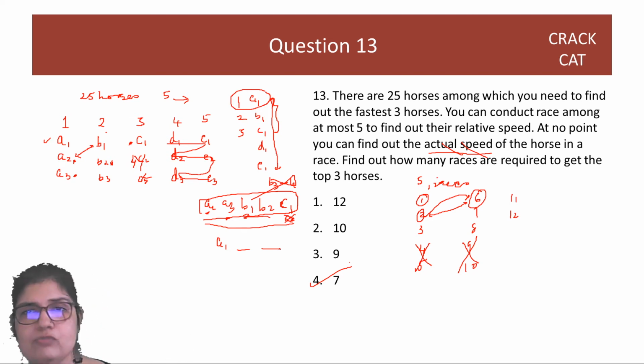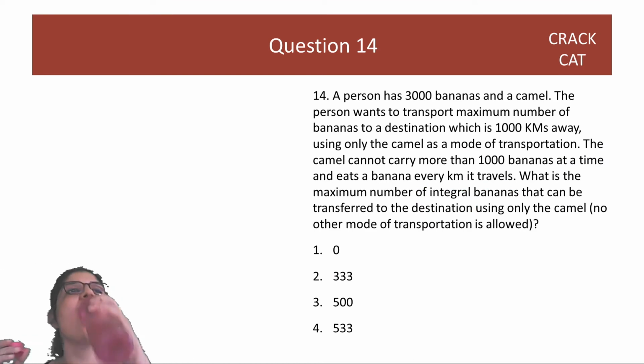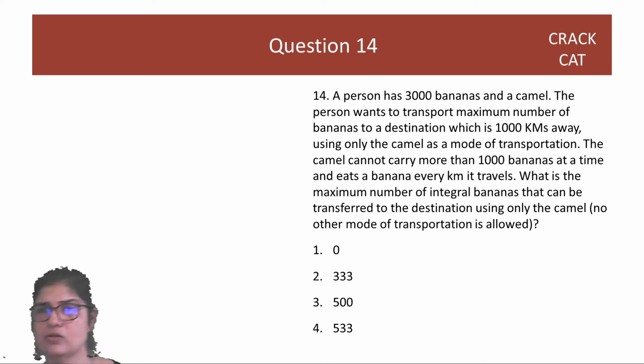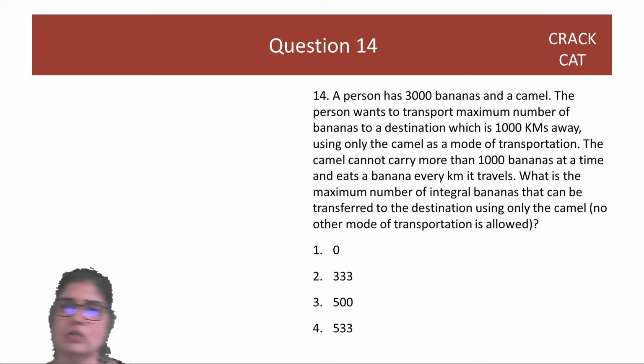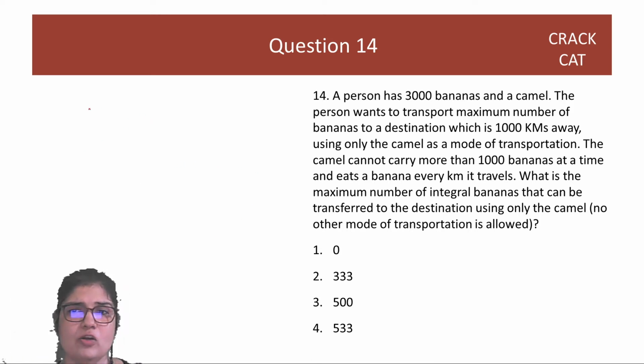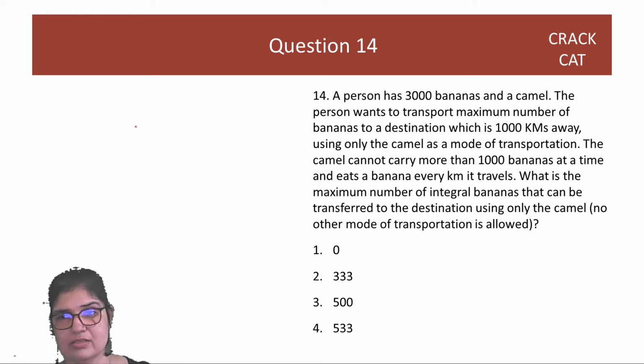Right? Let's look at the 14th question. A person has 3,000 bananas and a camel. The person wants to transport the maximum number of bananas to a destination which is 1,000 kilometers away using only the camel. The camel can only carry 1,000 and it eats a banana for every kilometer it travels. What's the maximum number of integral bananas? So let us say, forget the 3,000 for now. Let's say he has 1,000.